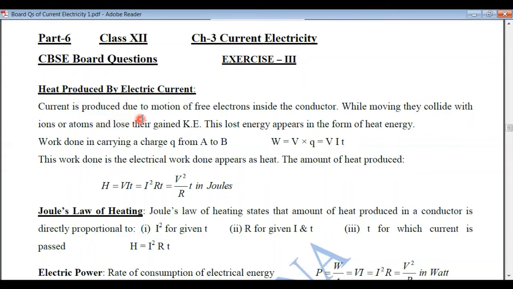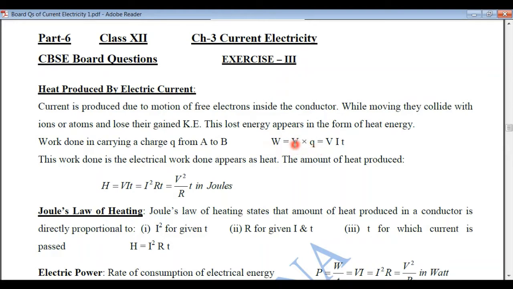We know that the current is produced due to the motion of free electrons inside the conductor. While moving, they collide with other ions or atoms and lose their gained kinetic energy. And this lost energy appears in the form of heat energy. Let us consider a charge Q which is moved from point A to B. So some work is done and this work done is equal to V into Q, that is the potential difference into the charge.